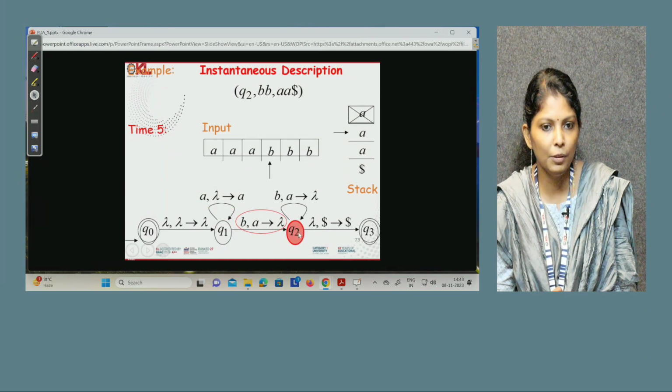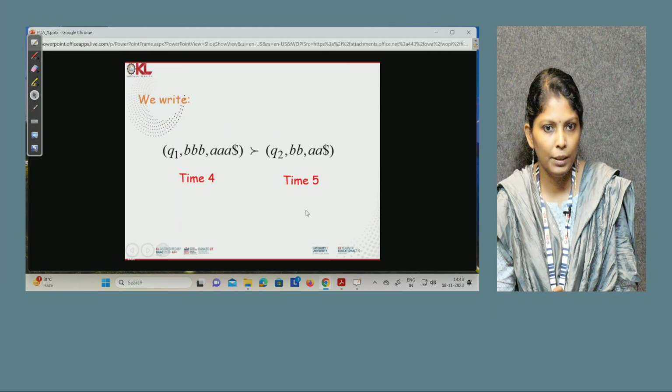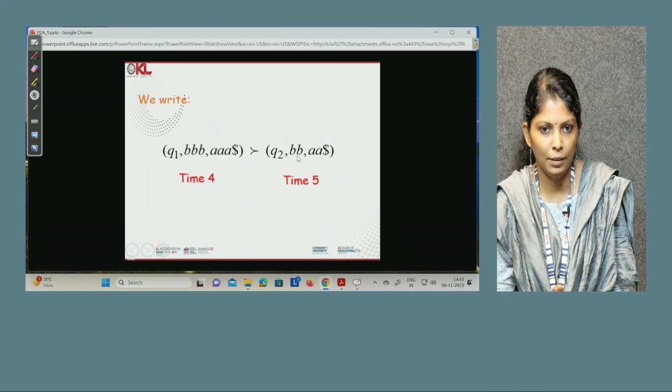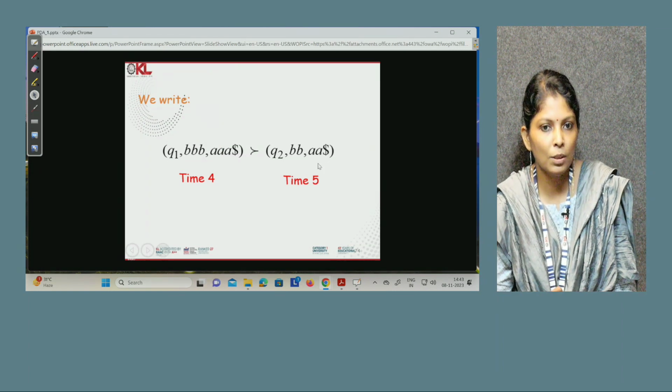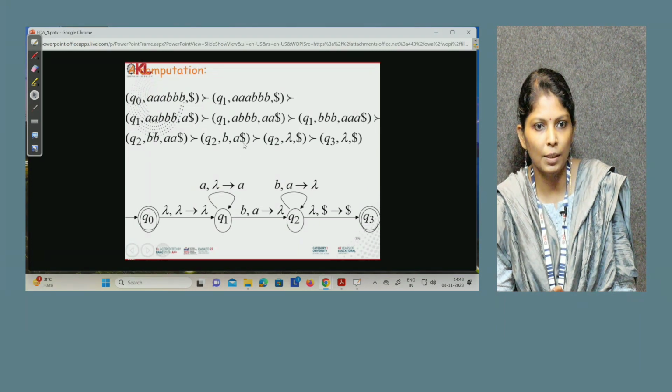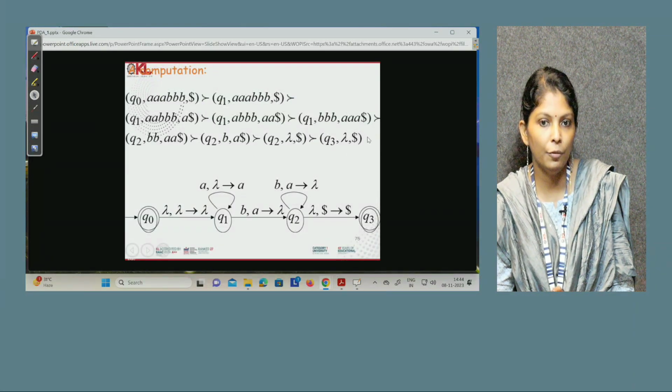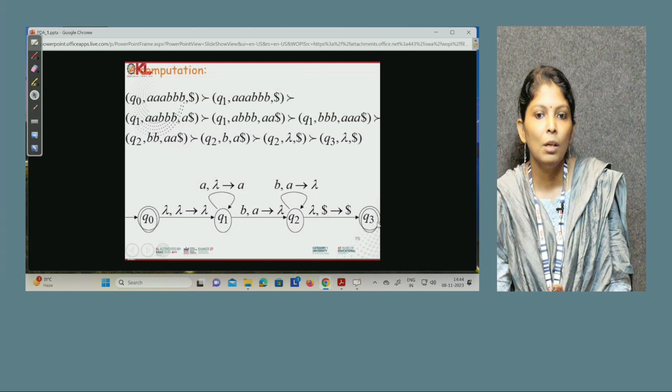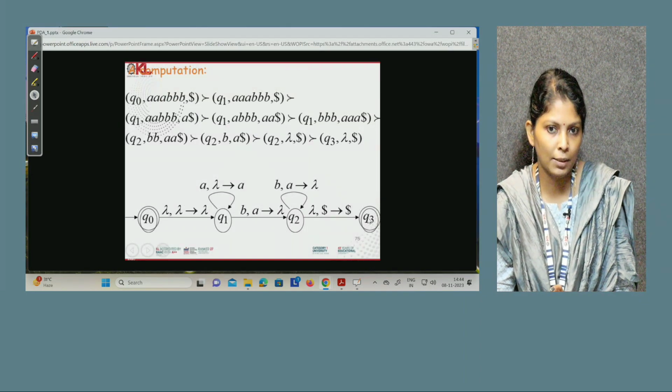When we read this B, we take this transition and pop out one A. The next instantaneous description will be Q2, BB, AA. So the remaining input is BB and the stack content is AA. Then in the next step we process the next B, and it goes like that. At every step we consume one symbol from the input and make appropriate changes on the stack. If we finally reach the final state, then the string is accepted. That is the condition.